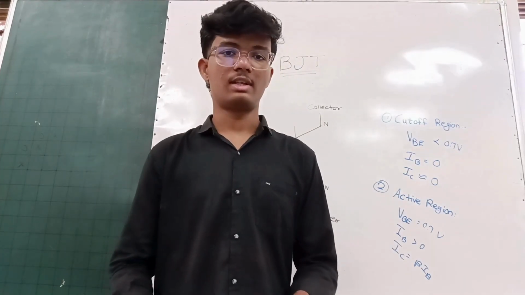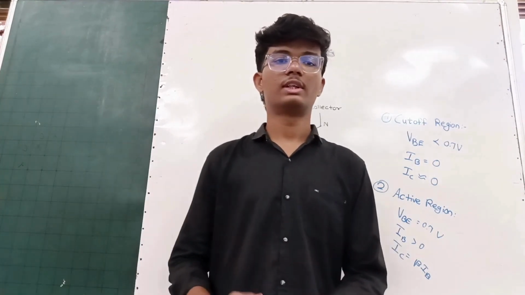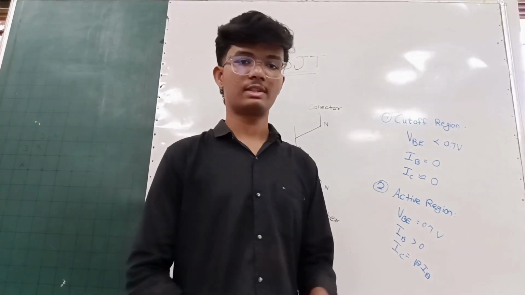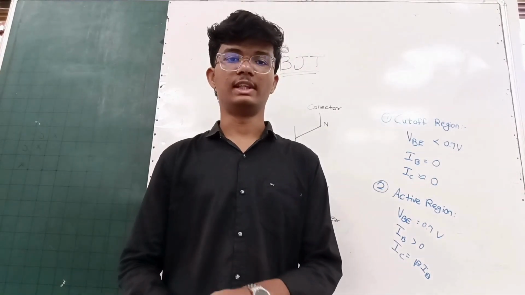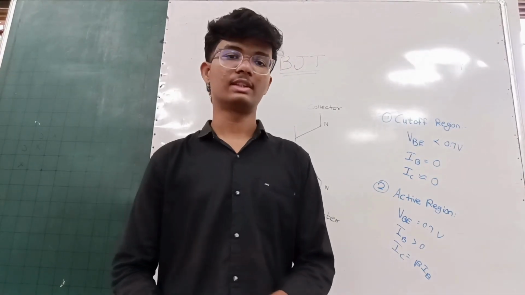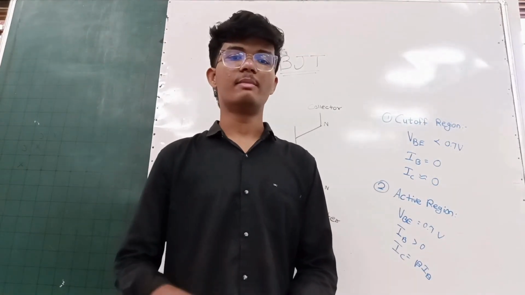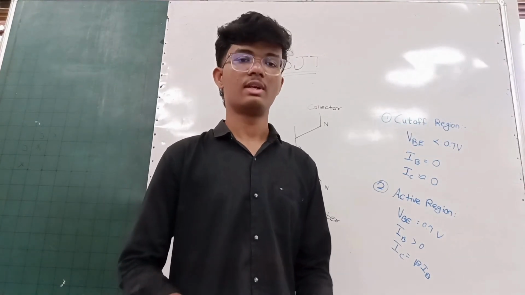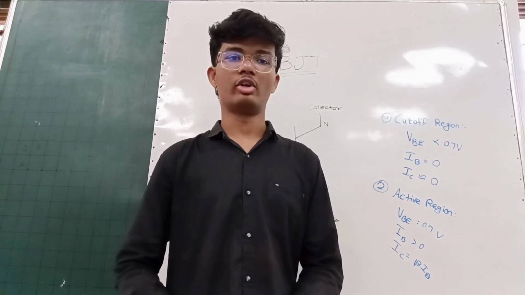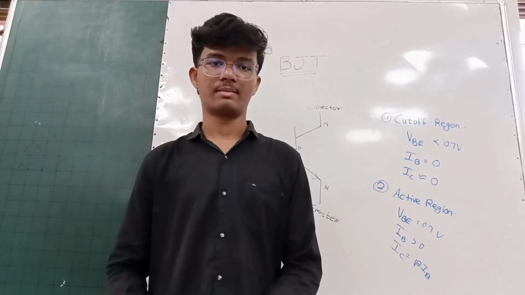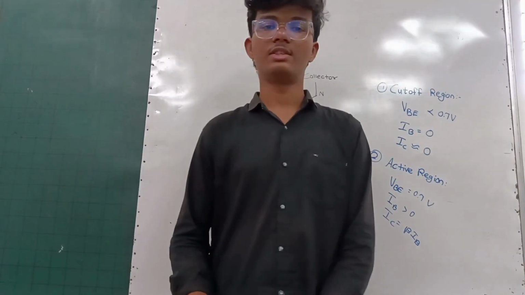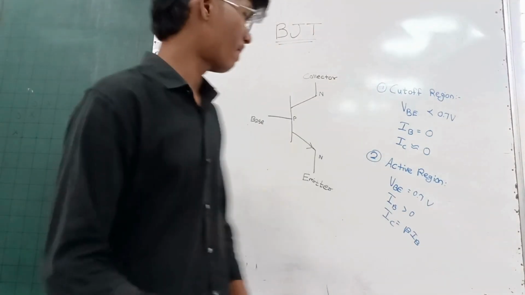But in this condition, the transistor is not fully on because the collector current is fully dependent on the base current. If the base current increases, then the collector current increases. If the base current decreases, then the collector current decreases. This region is mainly used in amplification systems such as radio amplifiers, audio amplifiers, and amplification circuits, etc. The next region is the saturation region.